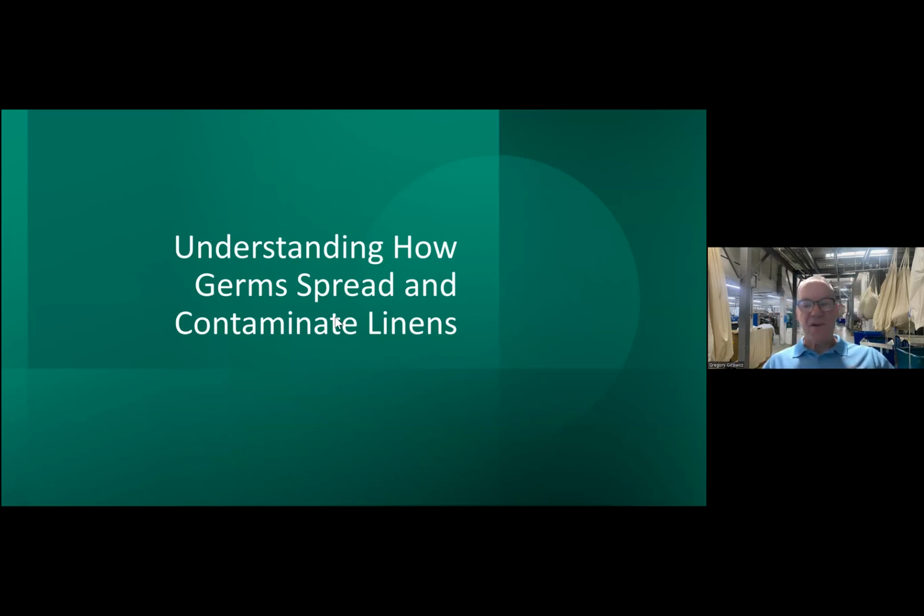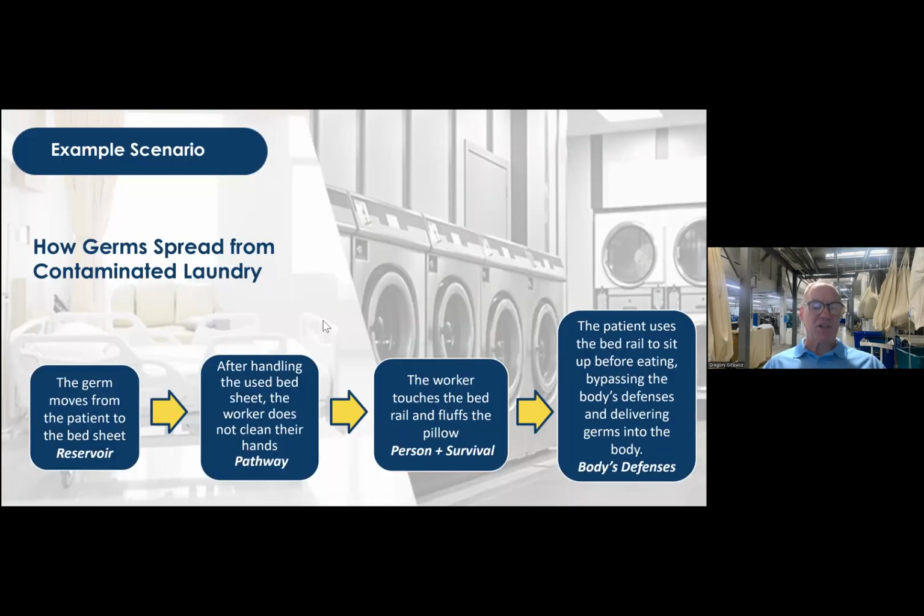I'm just going to give a very basic overview of some things that can happen here. Something's used, a towel or a gown from a patient, and then it goes to, let's call it, a bed sheet. Now that bed sheet gets contaminated from the patient because that patient maybe has an infection. After handling the bed sheet, the worker doesn't clean their hands. So now there's a pathway for that worker to have that contamination on their hands. Then the worker touches the bed rail and fluffs the pillow, let's say, of another patient, and bingo, that's all it takes. Now that patient and that healthcare worker could be contaminated. That's just one example of literally thousands of scenarios that can happen.